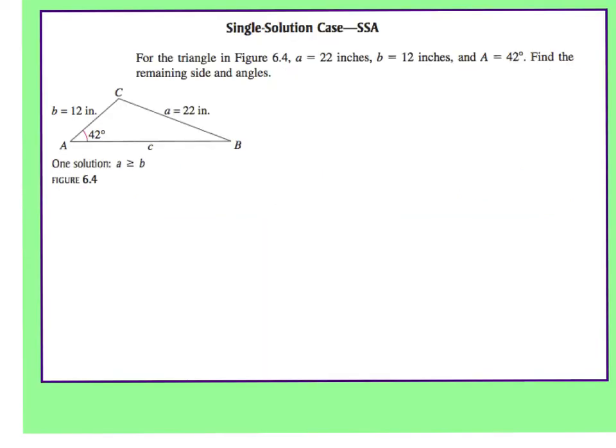Okay. Side of 22, a side of 12, an angle of 42 degrees. Now this triangle is drawn for us very nicely. We just need to find the remaining sides and angles. What do I have to solve for first? The angle B. I have to solve for angle B, because those are the ones that correspond. I have no information on C right now. Are you following me? So I have to solve for angle B.